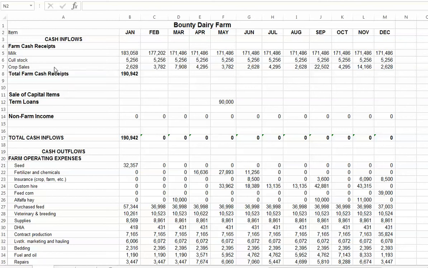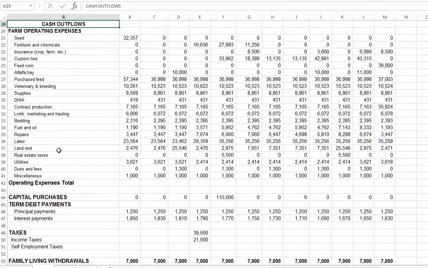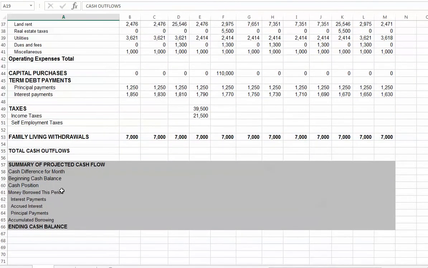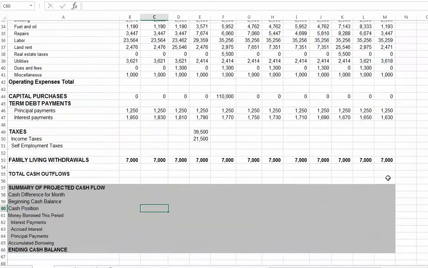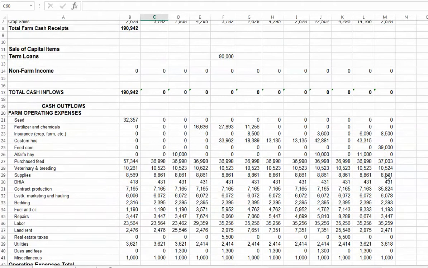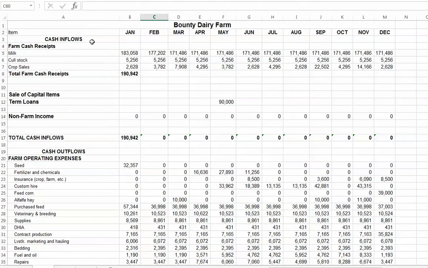The cash flow is broken into three major categories. You have cash inflows to the business, cash outflows to the business, and then you have a section down here that's where you actually do a summary of the cash flows. And this is the area where you would determine whether or not the farm needs an operating loan, and if so, what would be the amount of the operating loan that would be needed to cover the business during the year.